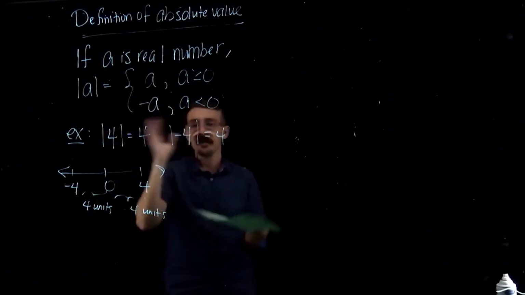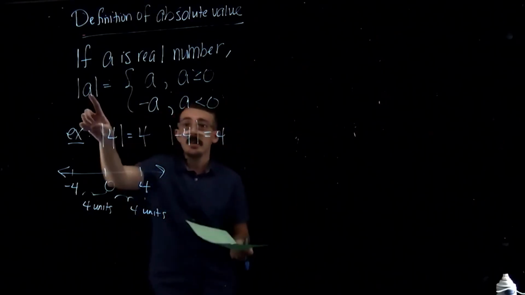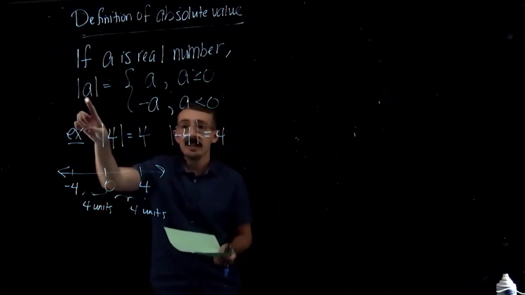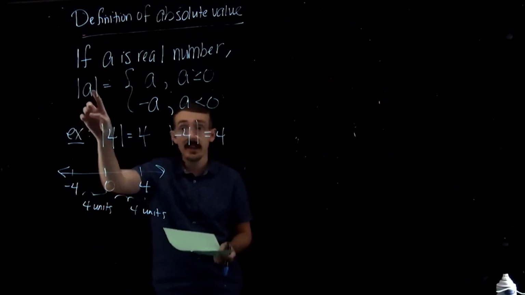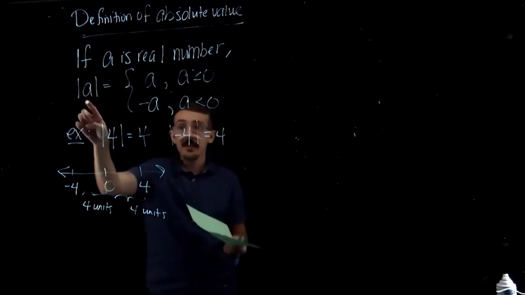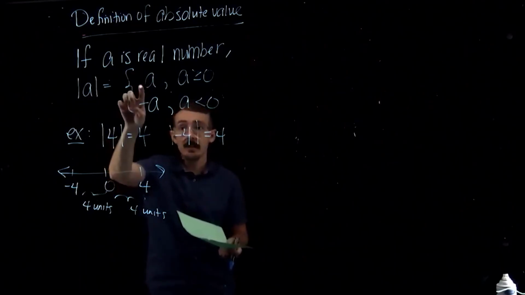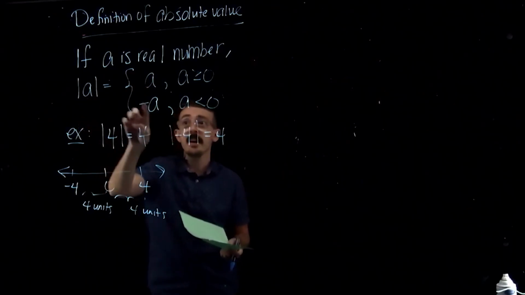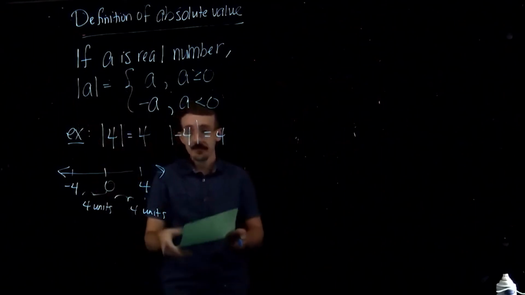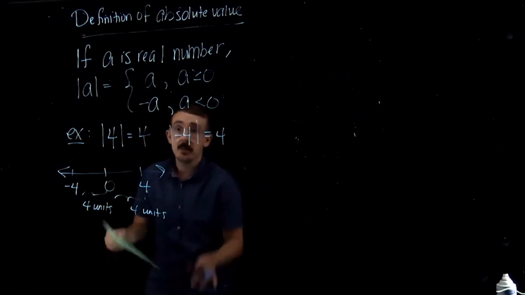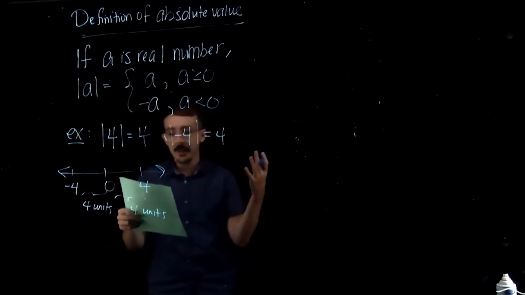It's A. So, in summary, you need to check if the thing inside the absolute value bars is positive or negative, and then you're going to either keep what's in there if it's positive, or you're going to flip the sign of it if it's negative. And that's it. So now the examples are going to get a little more abstract, and you're going to have to follow that same kind of reasoning.